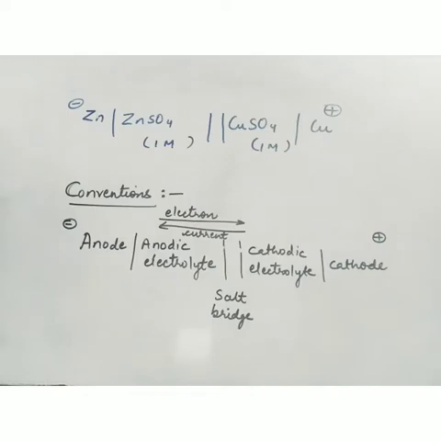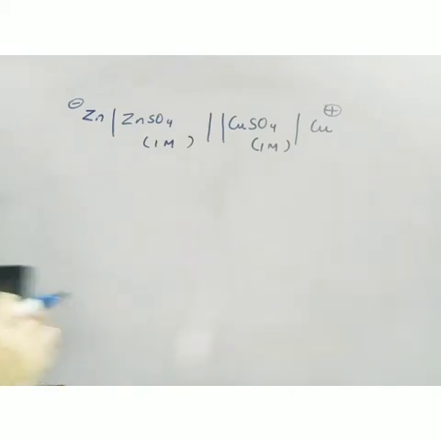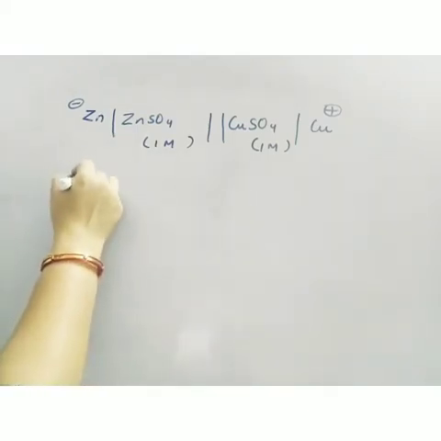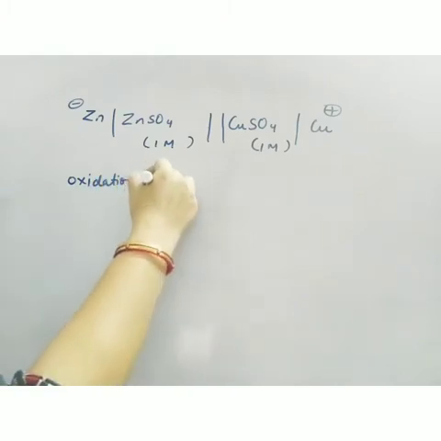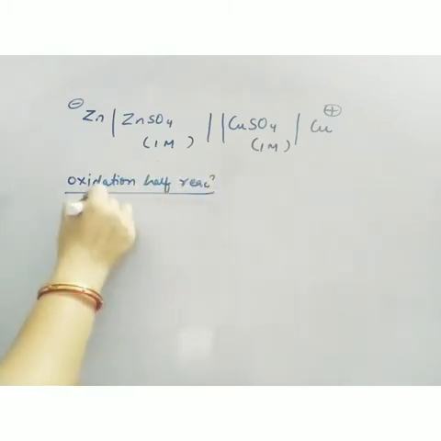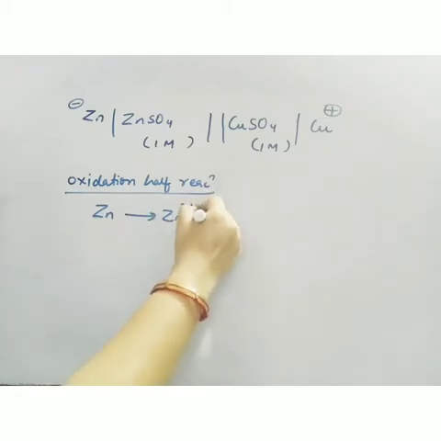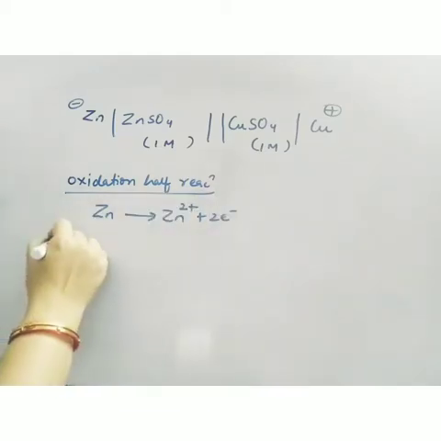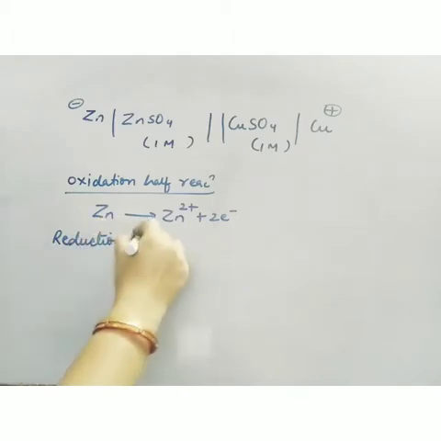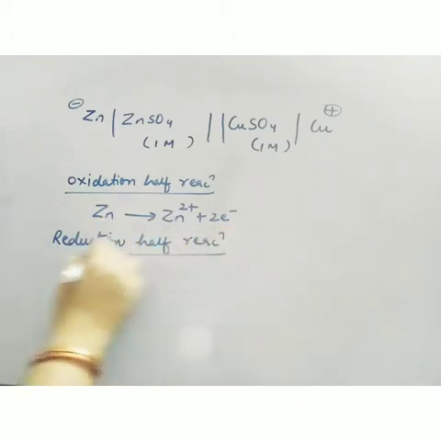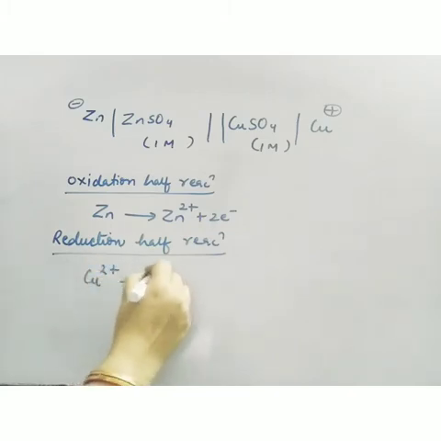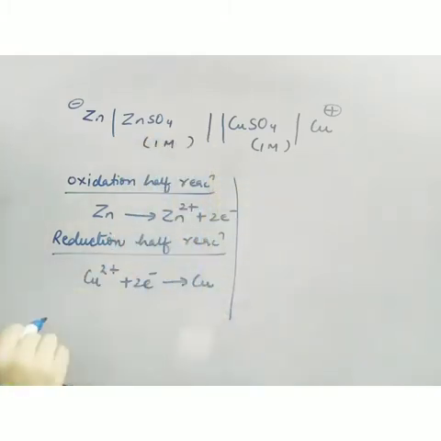Now we can further simplify it. We have seen that in the cell reaction, Zn is changing to Zn2+. Now remember the half reactions. What was the half reaction taking place in the zinc copper cell? What was the oxidation half reaction? Zn gives Zn2+ plus 2 electrons. What was the reduction half reaction? So we can further simplify this representation like this.